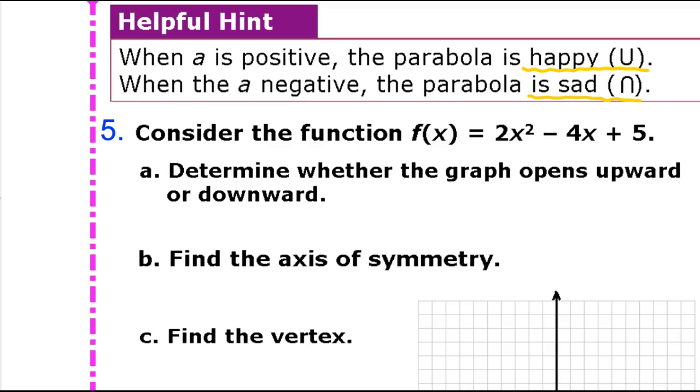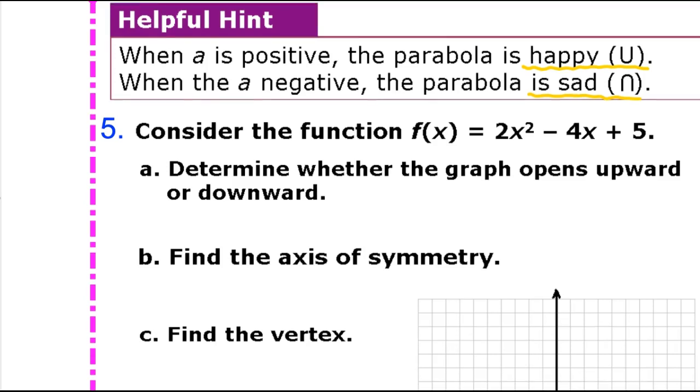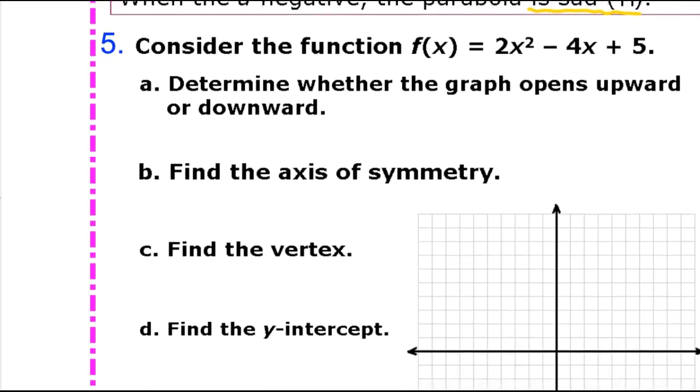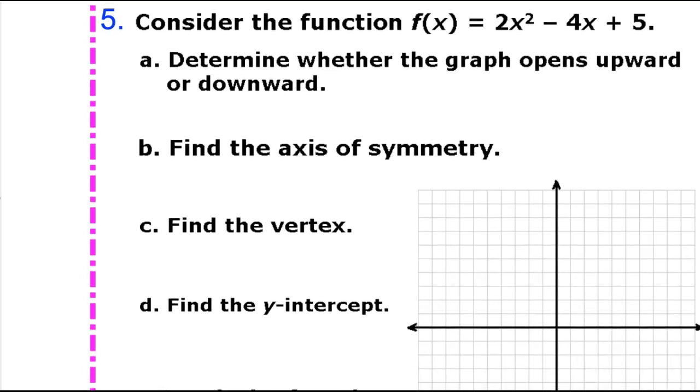Let's consider a function now. It's also in standard form. Let's talk about everything that we have learned so far. So this would be opens up, opens down, axis of symmetry, vertex, y-intercept, and then we'll sketch a little graph. So we'll put it all together. Is this going to open up or down based on the a value? The a value is 2, the b value is negative 4, the c value is positive 5. Since a is greater than 0, it's going to open upward.